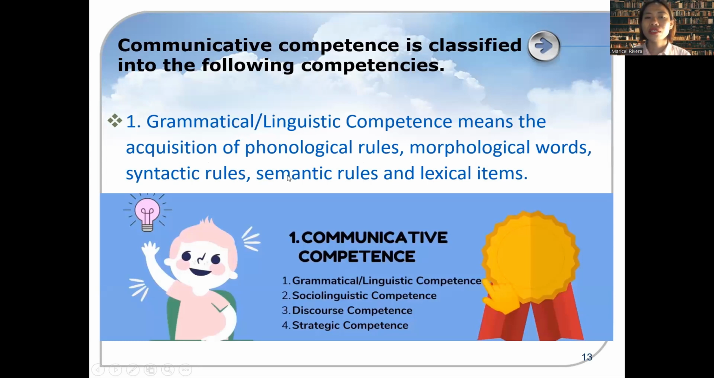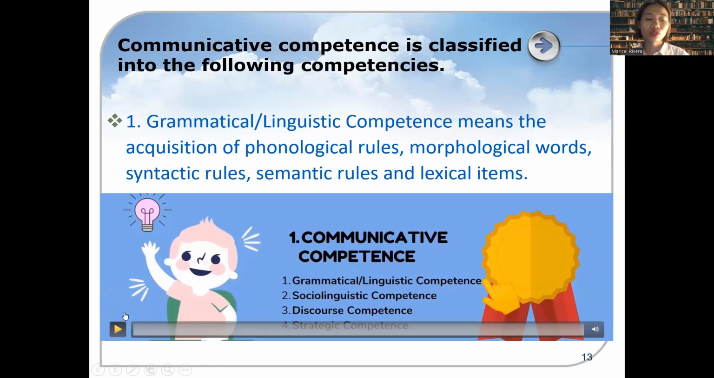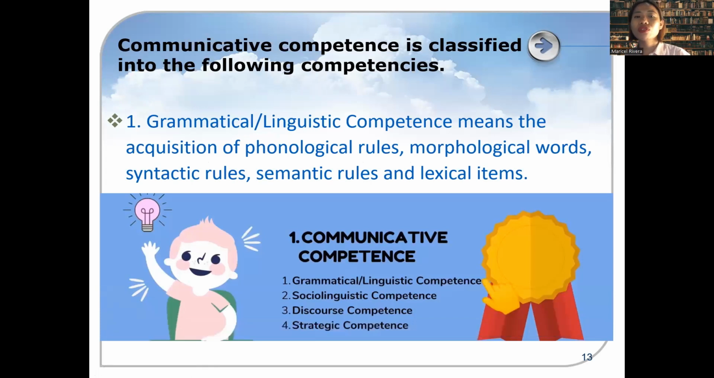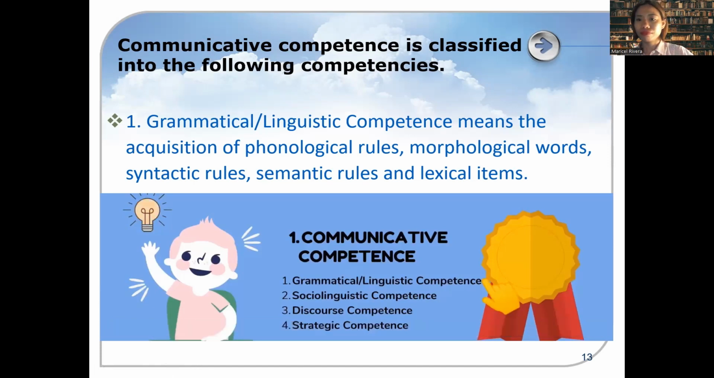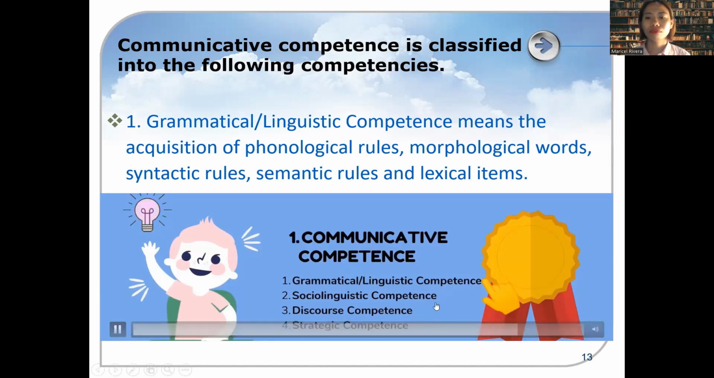If we talk about the grammatical or linguistic competence, it means acquisition of the phonological rules. So this is the very basic: morphological words, syntactic rules, semantic rules, and even the lexical items. Grammatical or linguistic competence is acquiring phonological rules, morphological words, syntactic rules, semantic rules, and lexical elements.